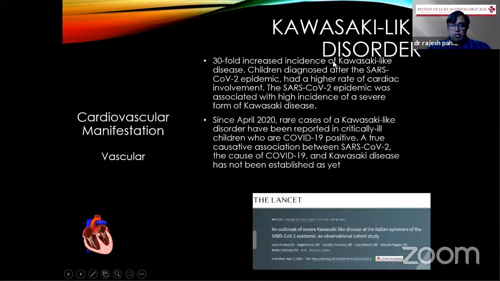So it's important to mention the Kawasaki disease, which is a vasculitis of medium and small vessels, and it is mostly seen in children and has a predilection for involvement of the coronary arteries. So in an Italian study, there was a 30-fold increase in the incidence of Kawasaki-like disease observed in children with a COVID-19 positive status and a higher rate of cardiac involvement.